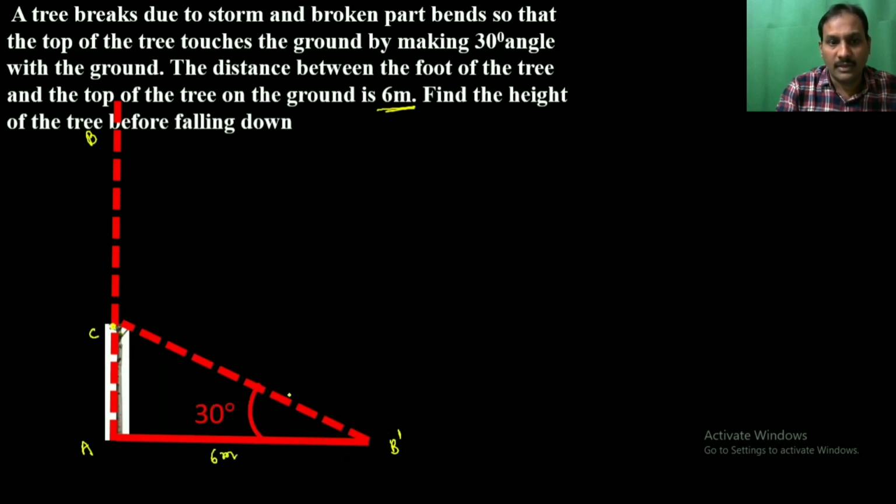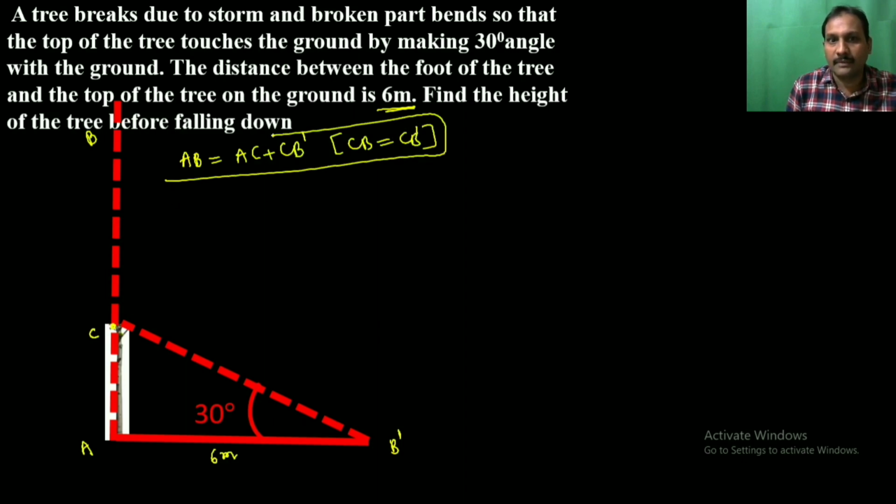Okay, now let us remove the picture. Now what we have to find? The AB. As I told you, AB is the actual height of the tree before it is falling down. That is nothing but AC plus CB, or here you can say CB dash, because CB is nothing but CB dash. This is what we have to find. Now here we have to find AC and CB dash. So with respect to 30 degrees, this AC is the opposite side and this CB dash is the hypotenuse.